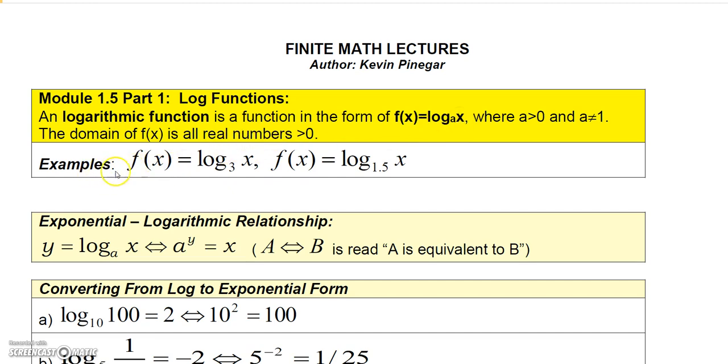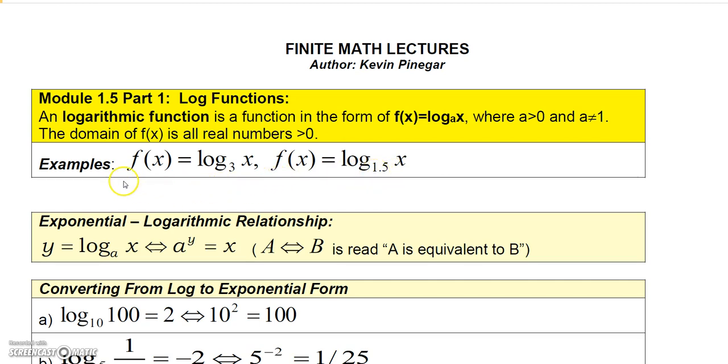Okay. So here's a couple of examples of logs. Let me show you how you read this. I would read this as the log of x base 3. So this is the log of the argument x with the base 3. And then this would be the log of x base 1.5.